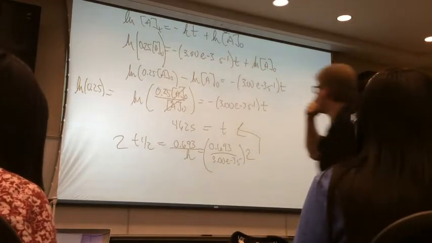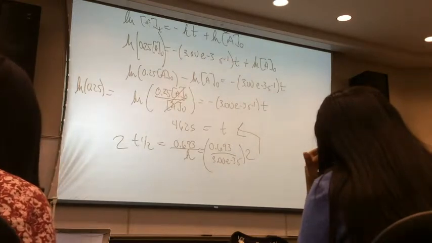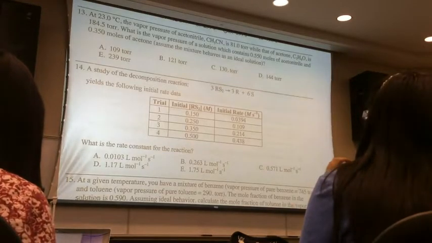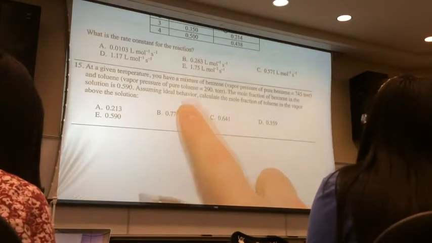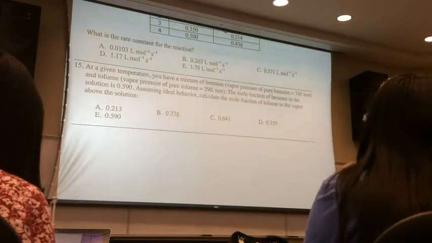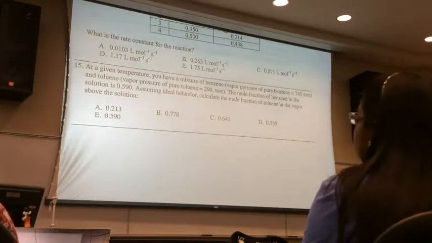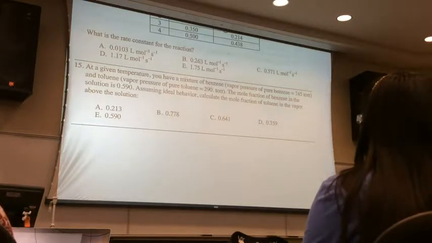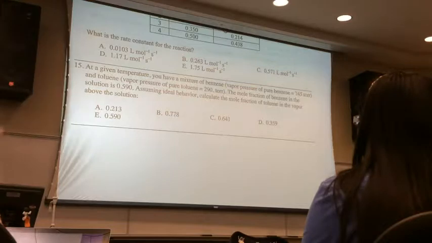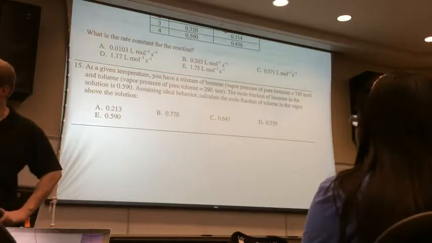Number 15. At a given temperature, you have a mixture of benzene and toluene. We're given a vapor pressure for benzene, which means benzene's volatile. The fact that we gave you a pressure means it's volatile. And toluene has a vapor pressure too, so we've got 2 volatile species. We have a mixture of those, a solution. The mole fraction of benzene in the solution is 0.59. Assuming ideal behavior, calculate the mole fraction of toluene in the vapor.